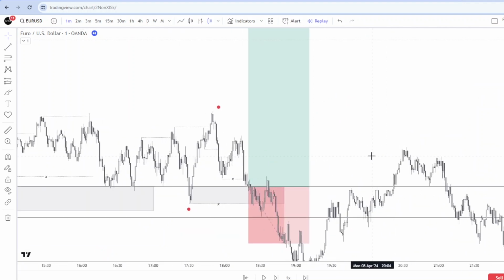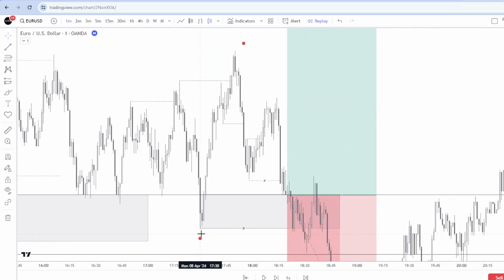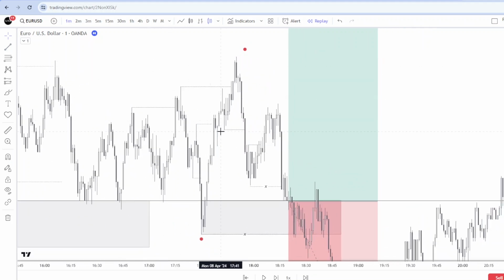Okay. So as you can see, we have QM here, which you can confirm either by this run in BOS or this major BOS. Okay, and it took out this high. Then price created a QM, broke down.